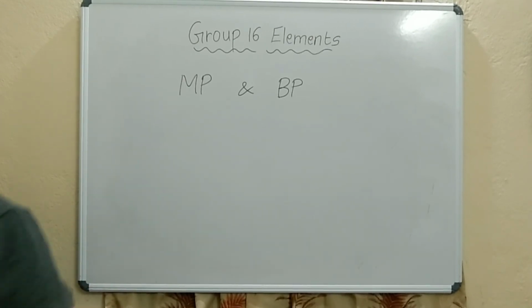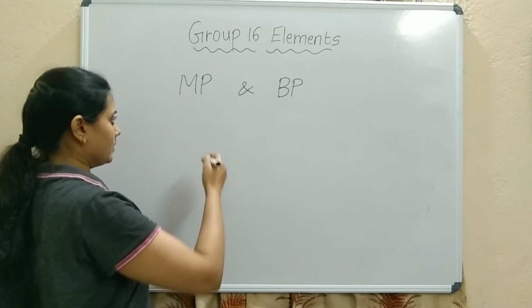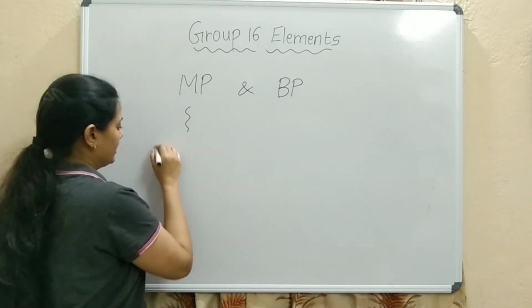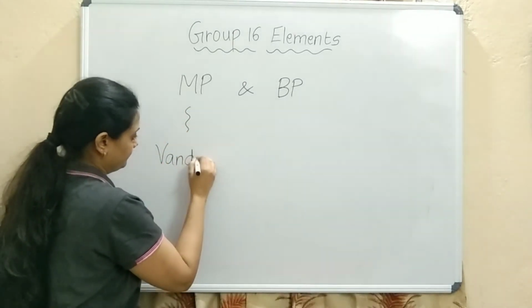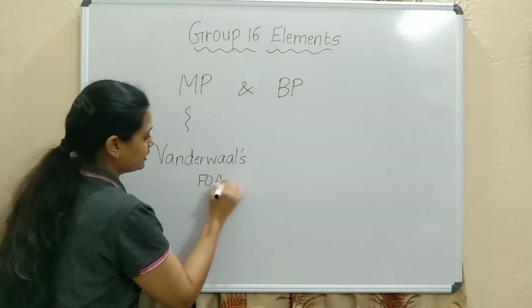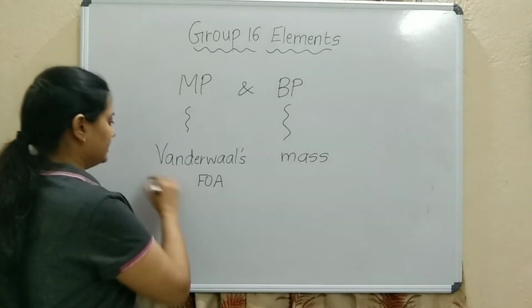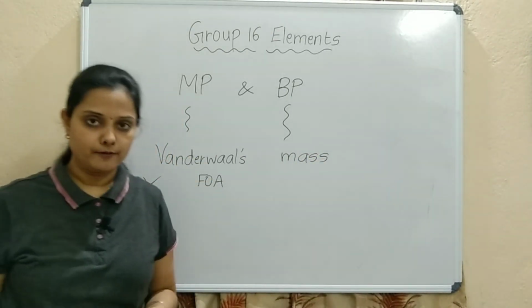So check the last physical property, melting point and boiling point. Melting point depends on the van der Waals force of attraction, and boiling point always depends on the mass. Correct? The van der Waals force of attraction is always present.